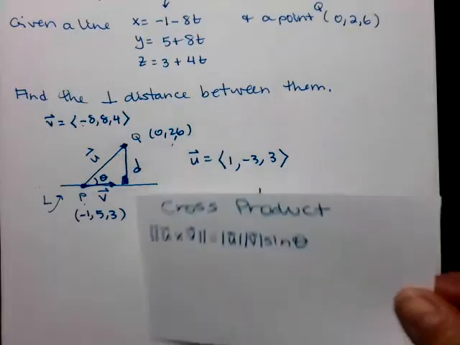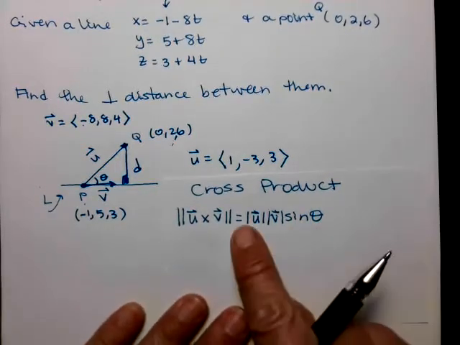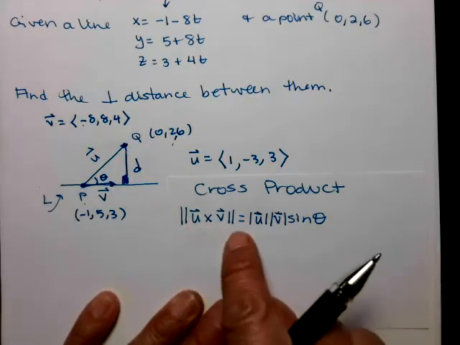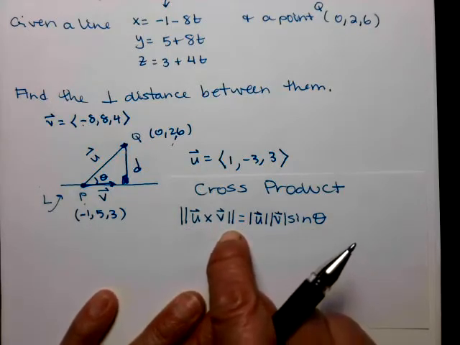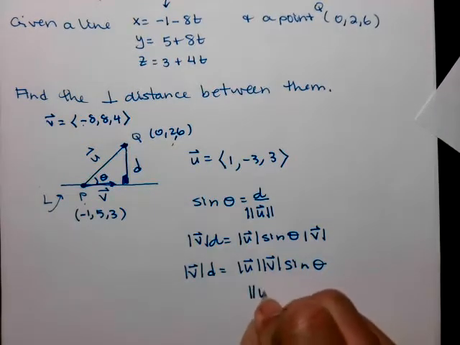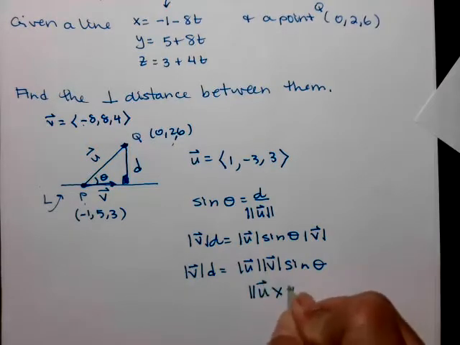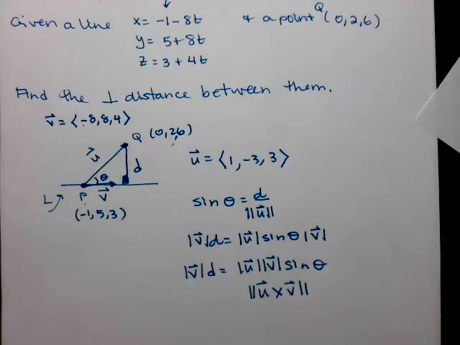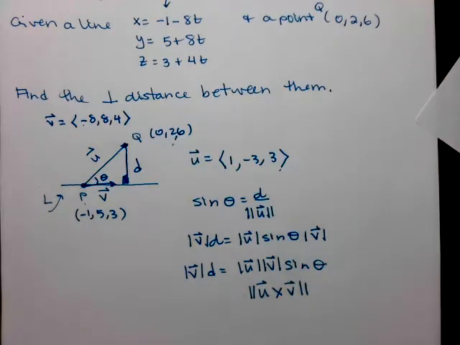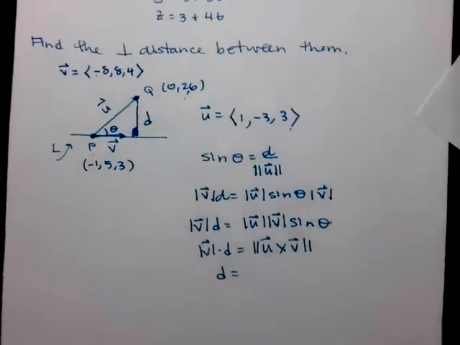Well, does everybody remember from your cross product days that length of U times length of V times the sine of the angle between them is just the length of the cross product, U cross V? So my right side is actually the length of U cross V. Well, that I can find because I have a U vector and a V vector. And that's V times D for the left. I only wanted D, so we'll divide both sides by the length of V to get my formula.